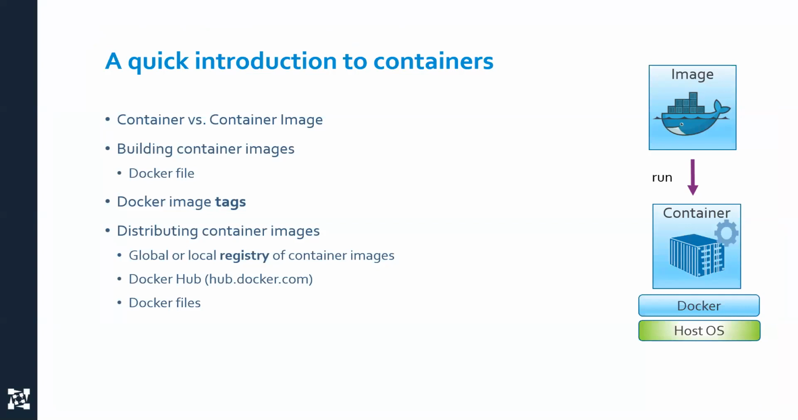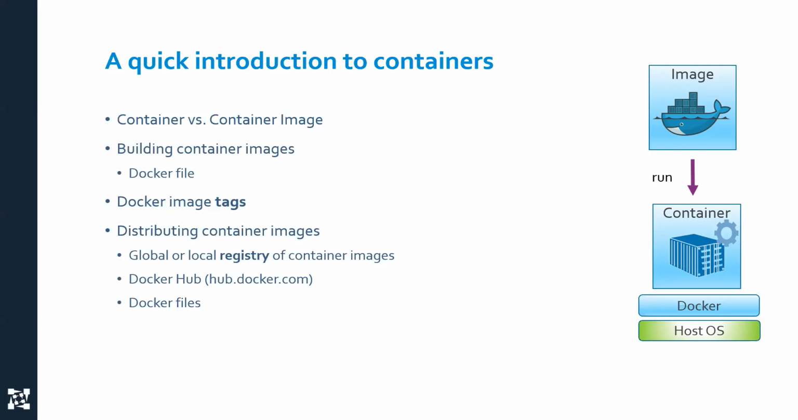Now, let's take a look at a couple of key concepts and terms. First, let's differentiate between a container and a container image. The container is the actual instantiation of the container image. And there is an analogy here to object-oriented programming. A container image is like a class, and the container is an instance of the class. A Docker image basically packs up the application and the environment required by the application to run, and a container is a running instance of the image.